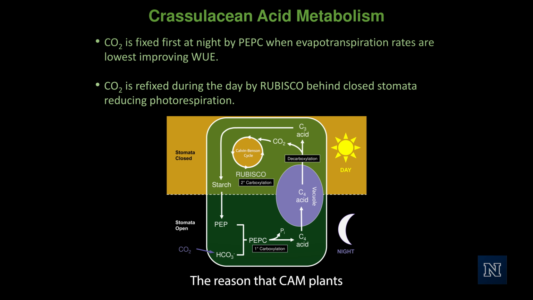And the reason that CAM plants take CO2 up at night and use this primary carboxylation reaction with phosphoenol pyruvate carboxylase is that they can open their stomata when the temperatures are cooler and there's more humidity in the air, so the plants lose less water. And then during the following day, they take these stored C4 acids and decarboxylate them. The CO2 is released into the mesophyll cell, similar to what happens in a C4 plant, and the CO2 is refixed by Rubisco in the normal Calvin-Benson cycle of a C3 plant.